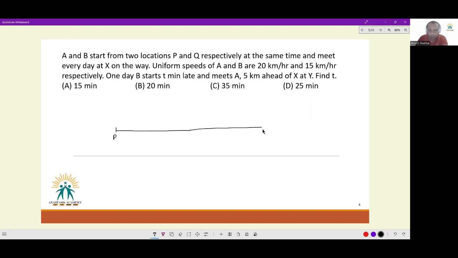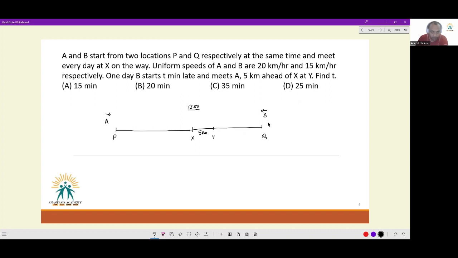So let's say the journey on which they meet is something like this. This is P, this is Q. A moves this way, B moves this way, and they meet at some point X in between. Let them meet every day at, let's say, 12 p.m. Now, on one particular day when B was late, they met at Y. This is 5 kilometers to the right of X.